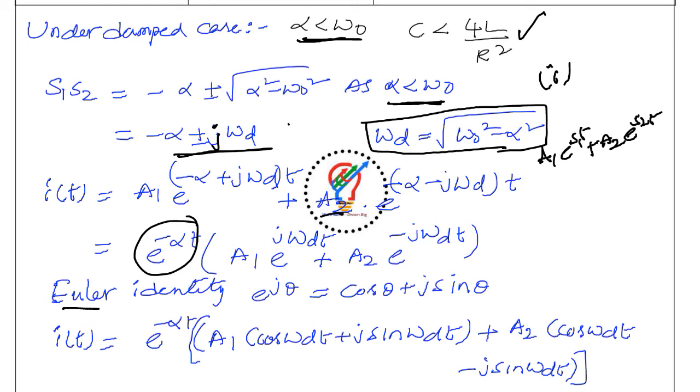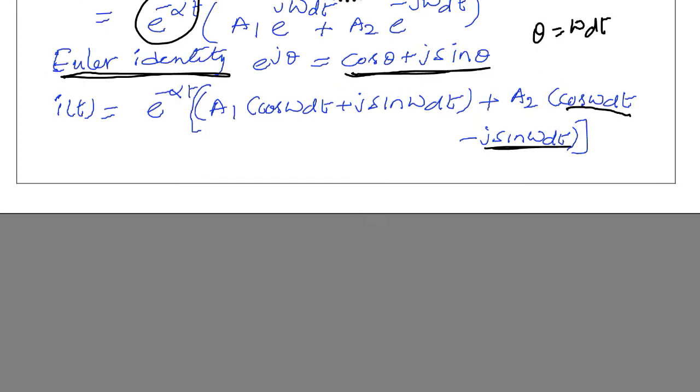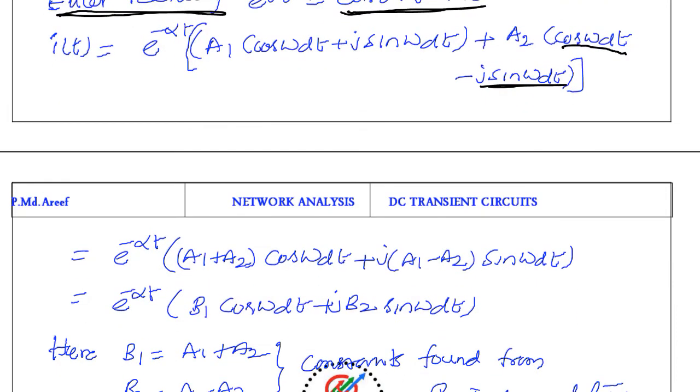By Euler's identity, we can convert this equation in terms of the angle, cos theta plus j sin theta. So e power j omega d t gives e power minus alpha t into a1 into cos omega d t plus j sin omega d t, where theta is nothing but omega d t. Similarly, a2 into e power minus j omega d t becomes a2 into cos omega d t minus j sin omega d t. Now writing the equation again: e power minus alpha t into a1 plus a2 into cos omega d t plus j into a1 minus a2 into sin omega d t.